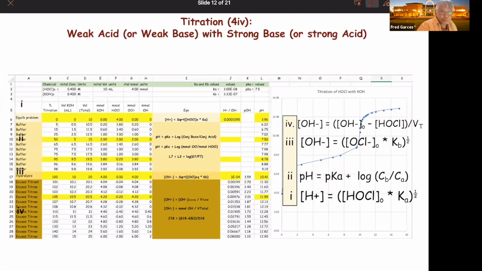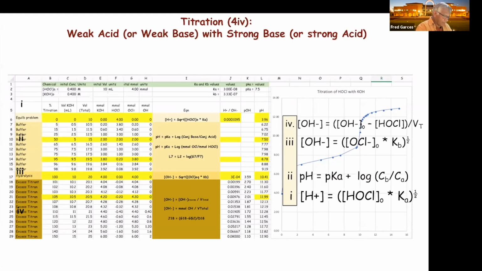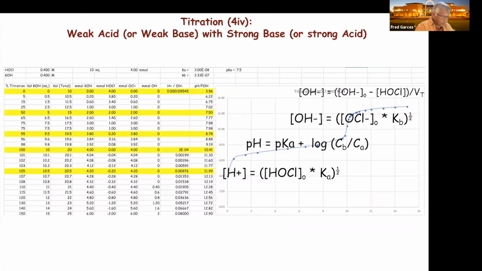Anyway, when you do the titration, there's going to be 4 strategies you've got to apply. And we talked about this last time. Here's a better slide on that, okay?